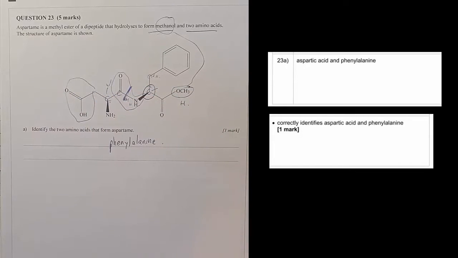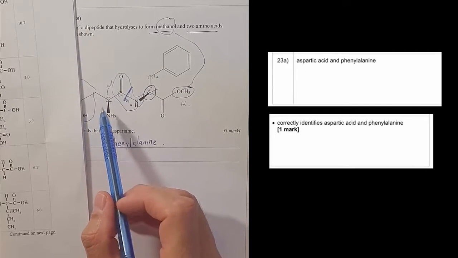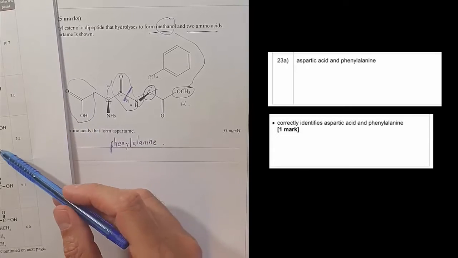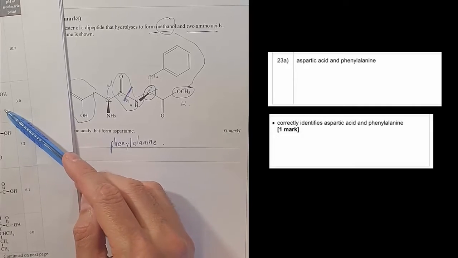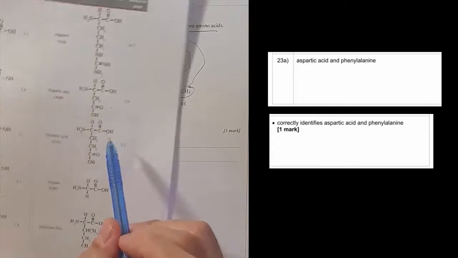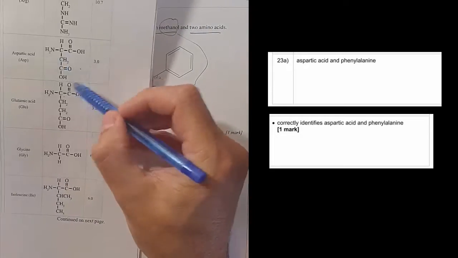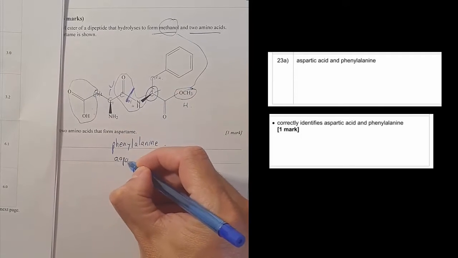All right, so if we're looking through, something with an extra carboxylic acid. So glutamic acid's there. That's got an amine group in it. And aspartic acid matches that. It's just got the CH2 there. It's just got that bit there. Okay, so it must be phenylalanine and aspartic acid.